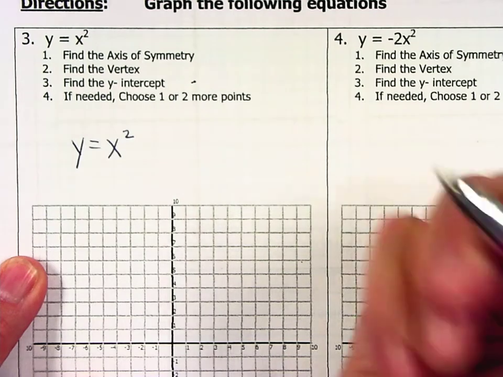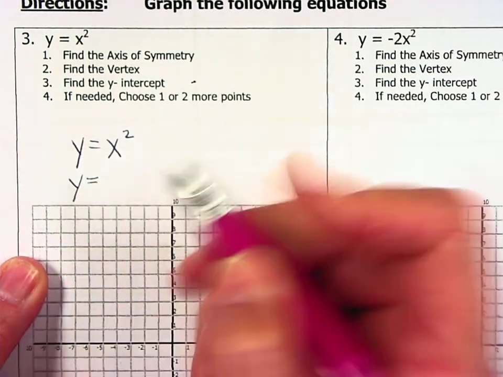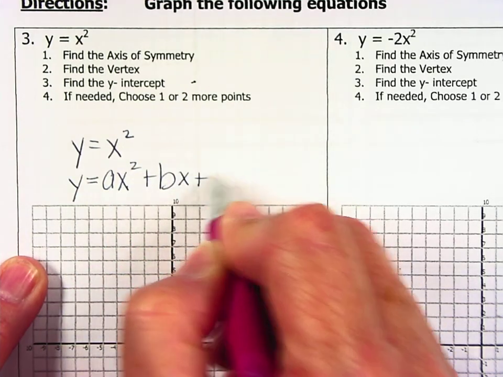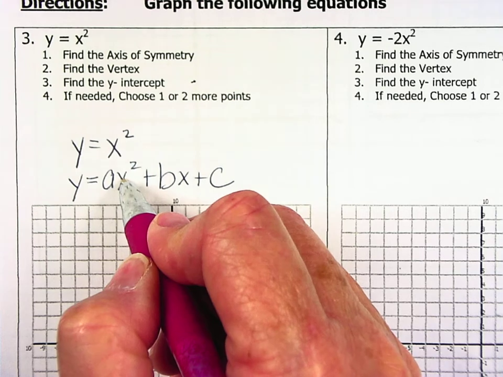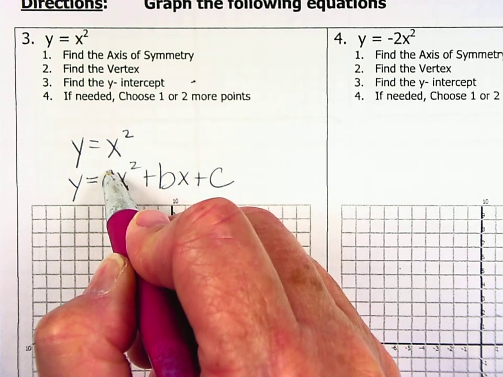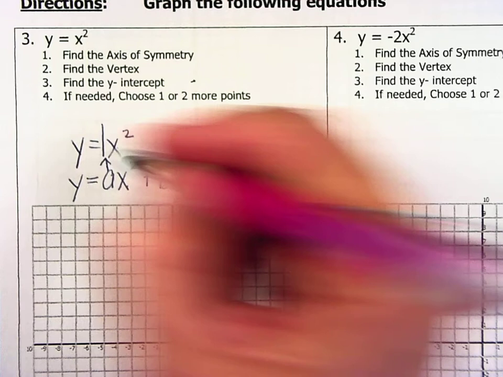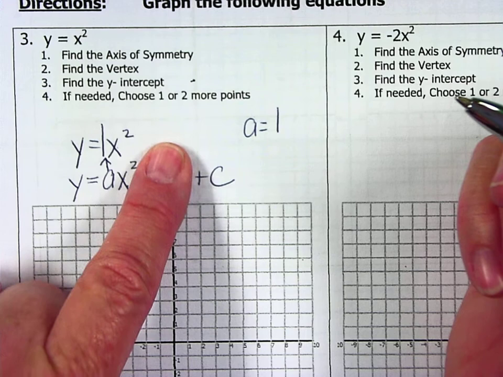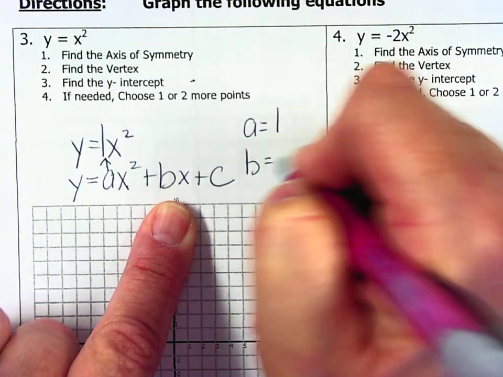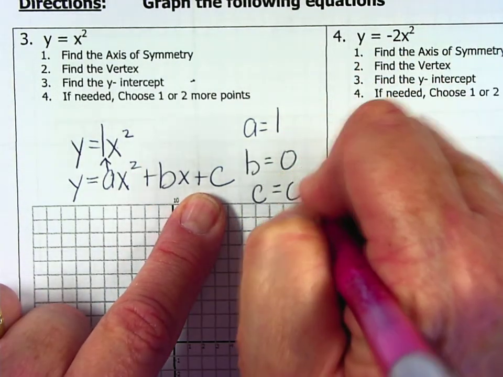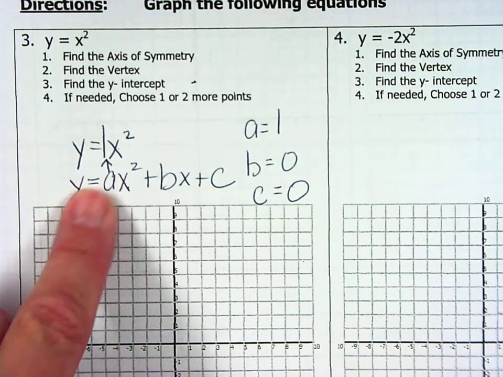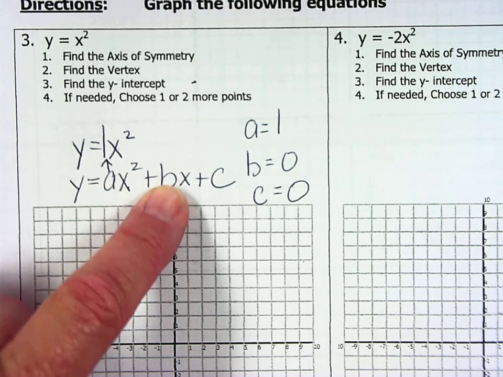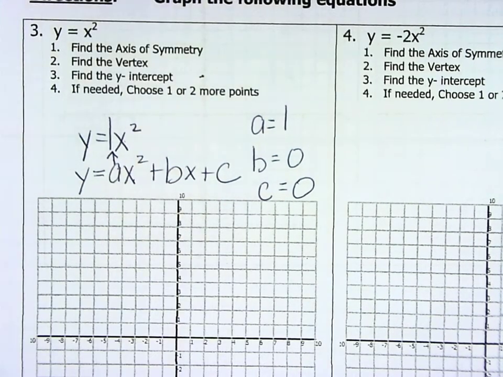I know that in standard form, a quadratic equation looks like this. So my x squared term is here, and its coefficient is 1. So A equals 1. I don't have a B term at all, so I'm going to assume that B is 0. And I don't have a C term, so I'm going to assume that C is 0 as well. The only term I have is my x squared term, and its coefficient A is 1. So there's my A, B, and C.